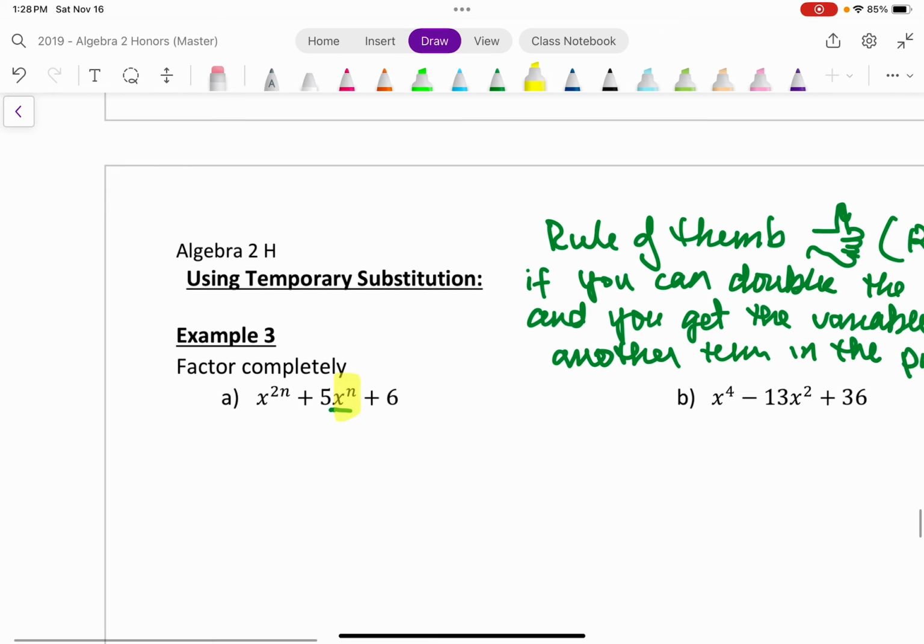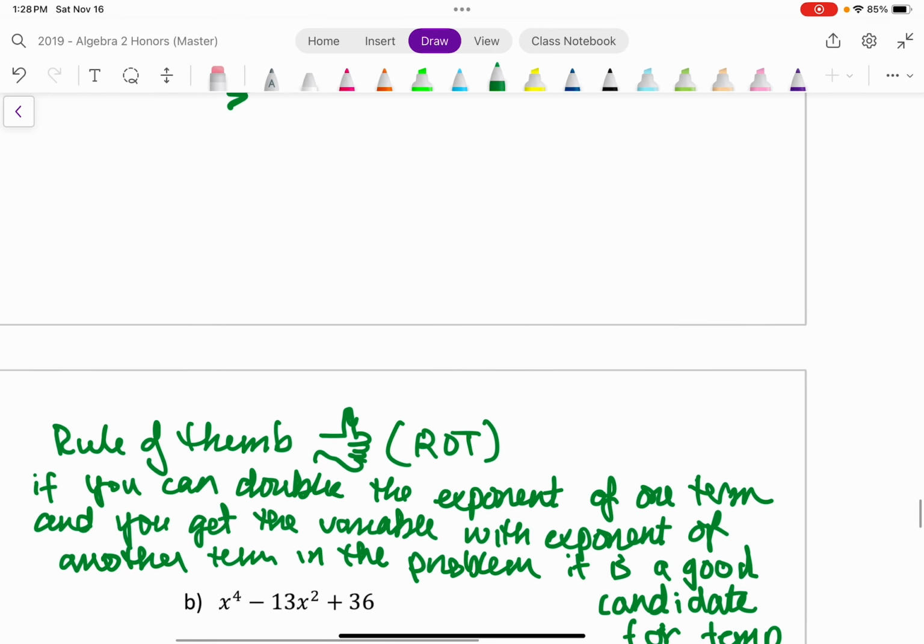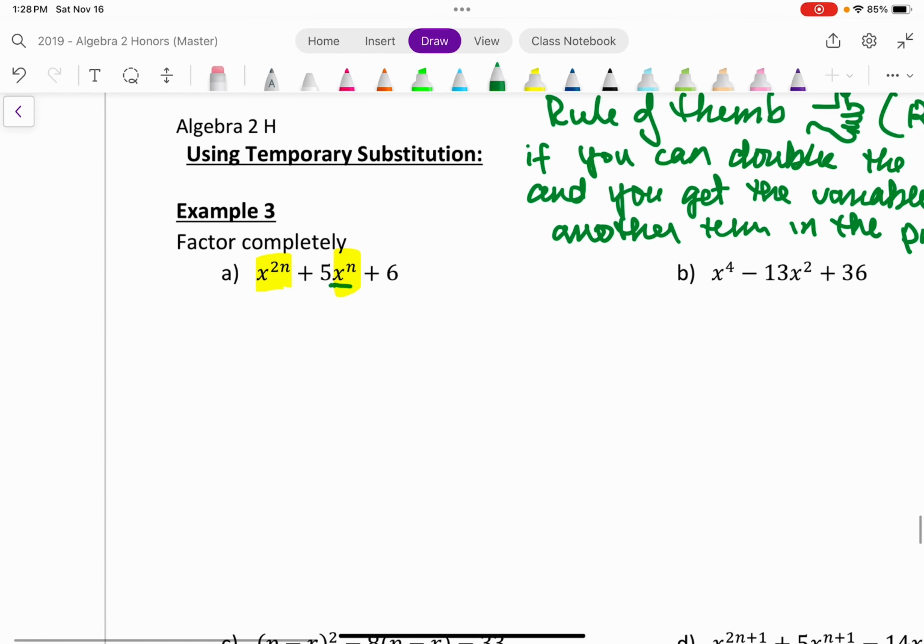All right, so if I look at this problem over here, do you see this guy right here? The exponent is n. If I double that exponent, it becomes 2n. I get the other term here. This is the perfect time to use temporary substitution to help me factor this. So I'm going to pick a variable that's not in the problem. You can pick whatever, as long as it's not the same variable. In this case, I'm going to pick a, first thing in the alphabet, no other reason. And I'm going to let it be x to the n, the smaller of the two exponents. That means a squared would be x to the n raised to the second power. A power to a power, you multiply, so it becomes x to the 2n.